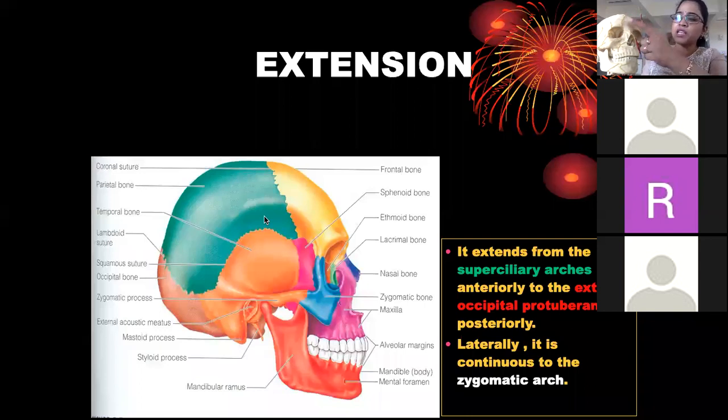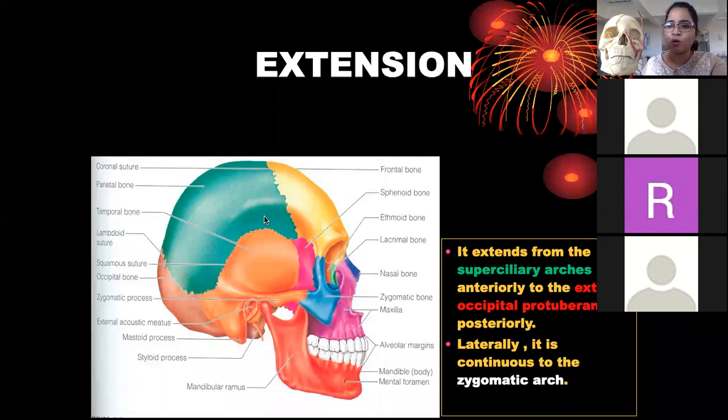It extends from the superciliary arches. What are superciliary arches? These are above the orbits. Above the upper margin of the orbit, we can feel where our eyebrows are present. You can feel on your eyebrows that there is an elevation of the bone. So these are called superciliary arches.